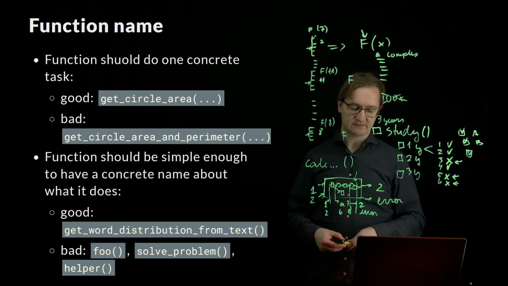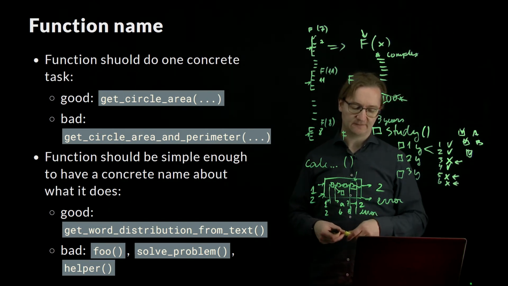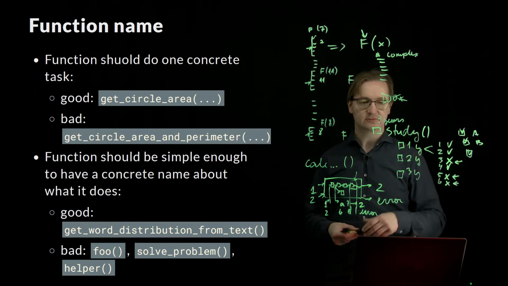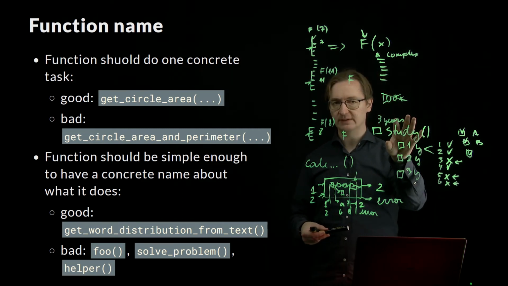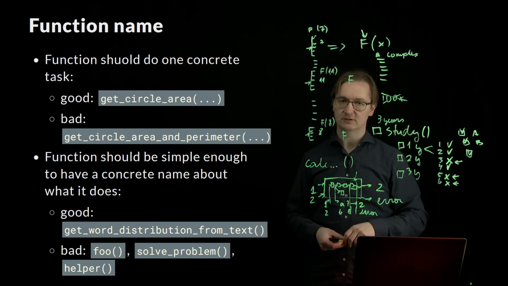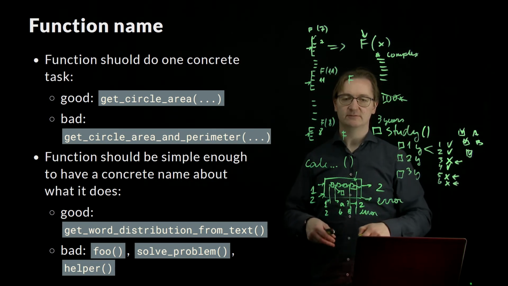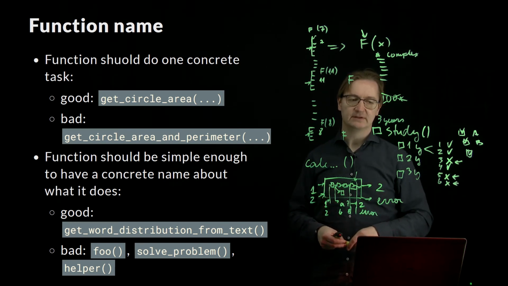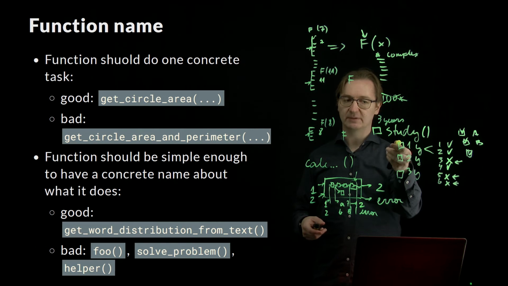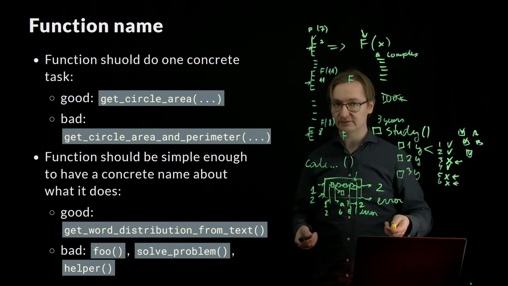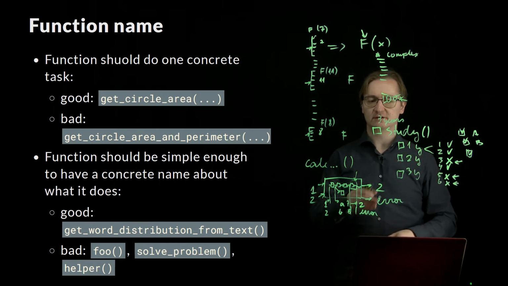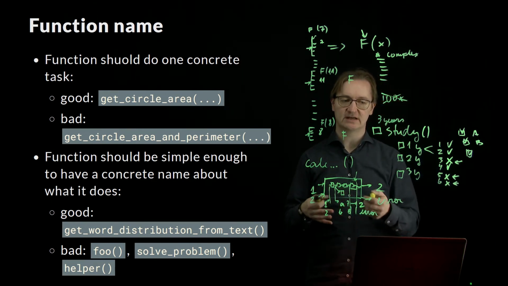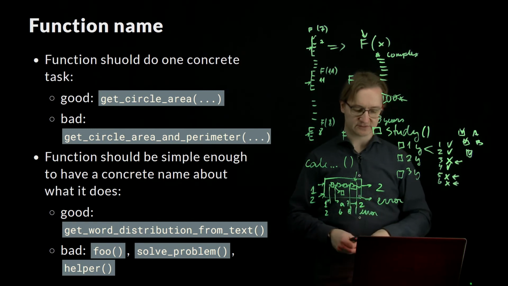And the function itself should be simple enough so we can have a concrete name about what it does. So the study is not a good name because it's not concrete enough. It's too general. We don't understand what it is and how it's done, and it is not a good name. I mean, of course, in certain cases you have to have those functions, but I would prefer something more concrete, which basically says what is done in this function.